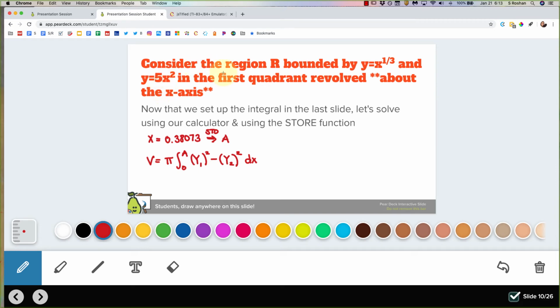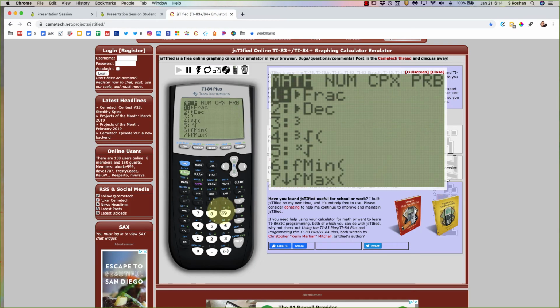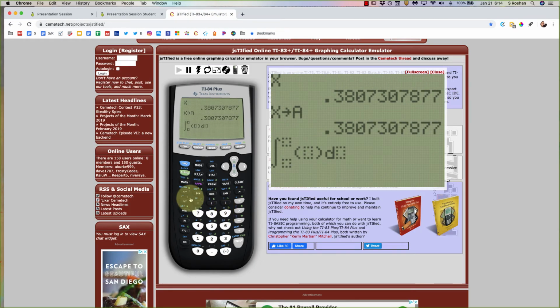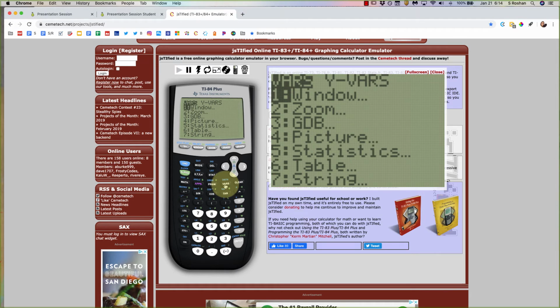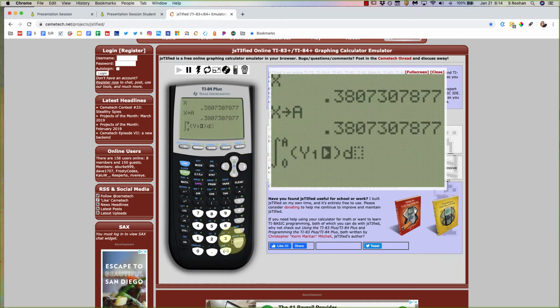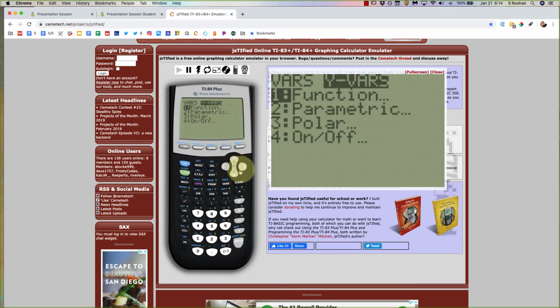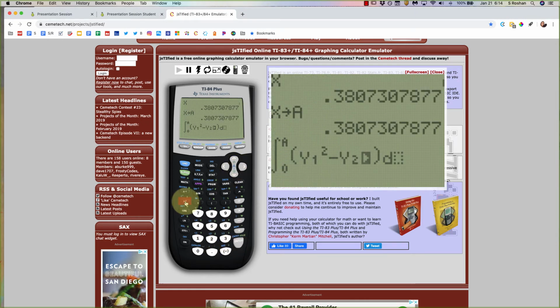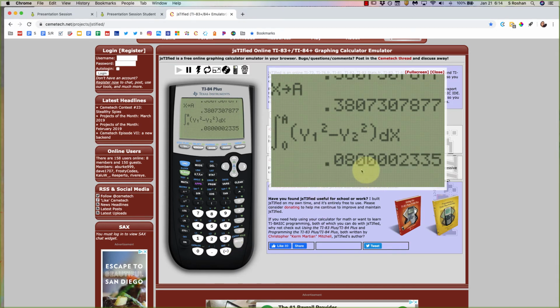So let's do that in our calculator. We're going to use math 9, which is fnInt. We're going to go from 0 to A, alpha A, and then here I'm going to do vars y1 squared minus vars y2 squared dx. Enter. And there's my answer.